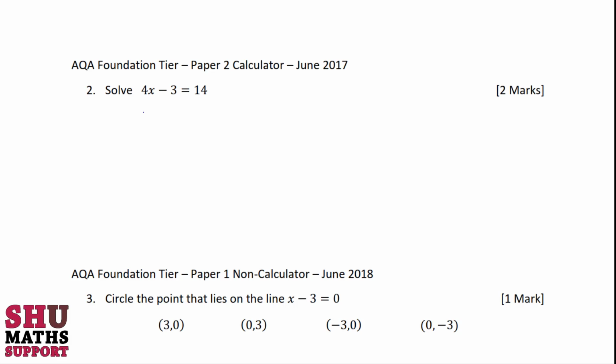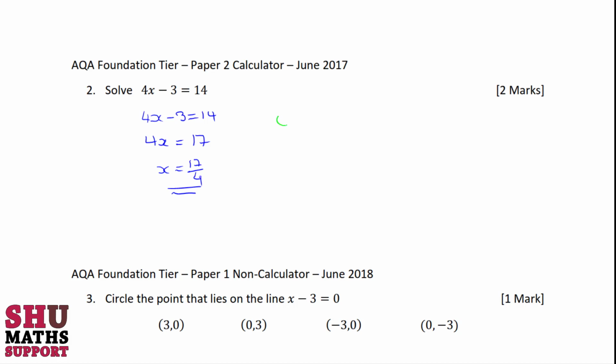So now we want to use addition or subtraction to get the variable term on its own. So we'll first copy the equation, and then we want to add 3 to both sides so that we end up with 4x is equal to 14 plus 3, which is 17. And then to get x on its own, we need to divide both sides by 4, so we have x is equal to 17 divided by 4. It's always good to check our answers just to make sure we haven't made any silly mistakes.